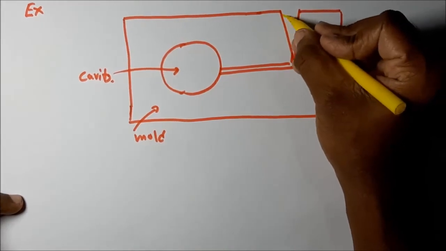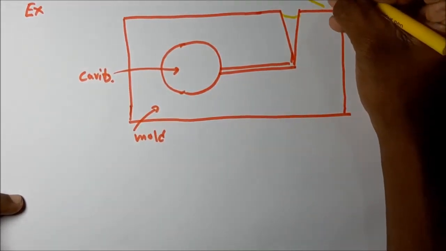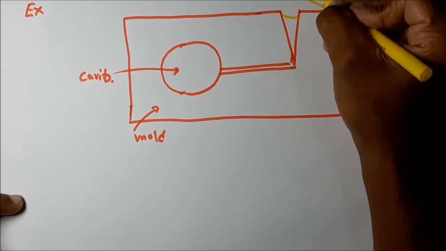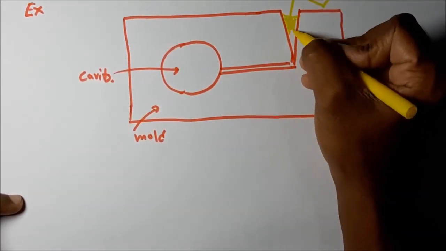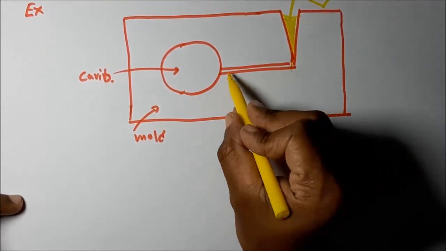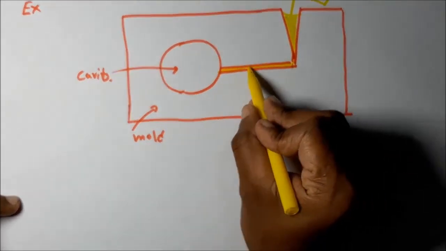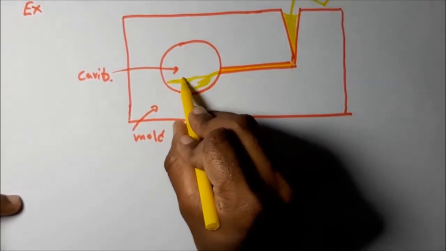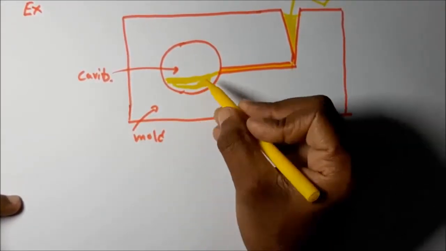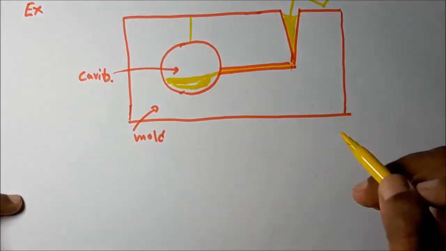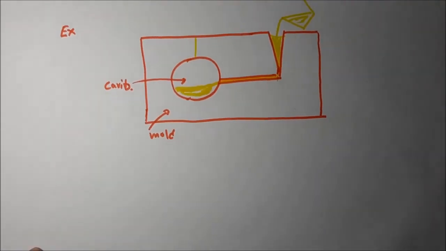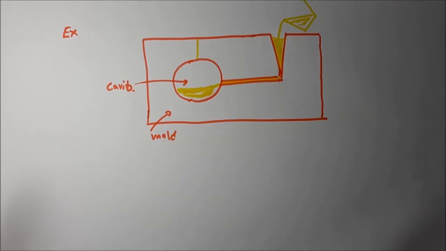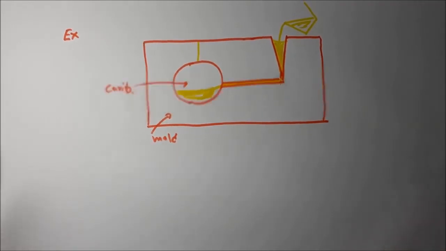The molten metal pours into this sprue. Then this molten metal passes to this cavity because of the gravity force. Then when the molten metal reaches this cavity area, while filling this cavity, the air trapped in this cavity escapes through the vent holes.